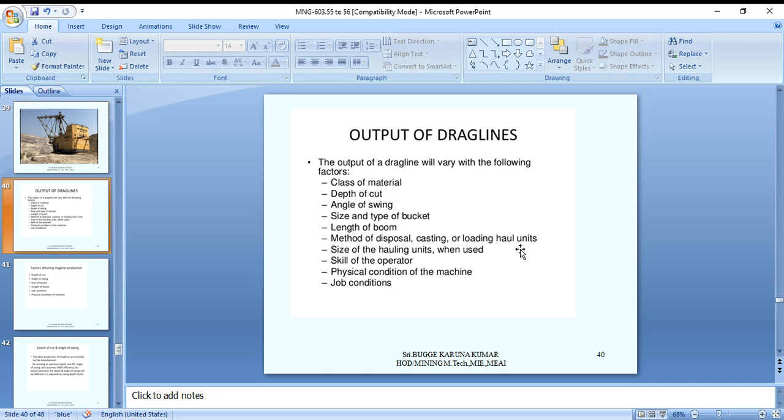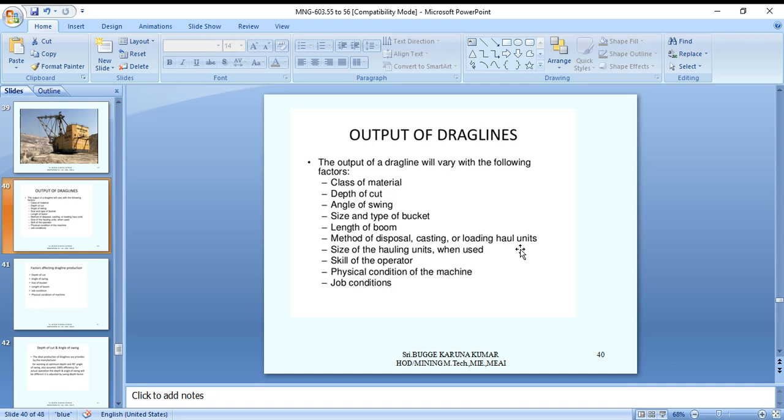Next, depth of the cut. That is one of the influencing factors for the output. Size and type of bucket: what are the size of the bucket and the type of buckets? Length of the boom: 90 meters, 96 meters, 100 meters. This is also one influencing factor. Method of disposal, casting or loading haul units. Size of the hauling unit when used. Skill of the operators, physical condition of the machine, job conditions.